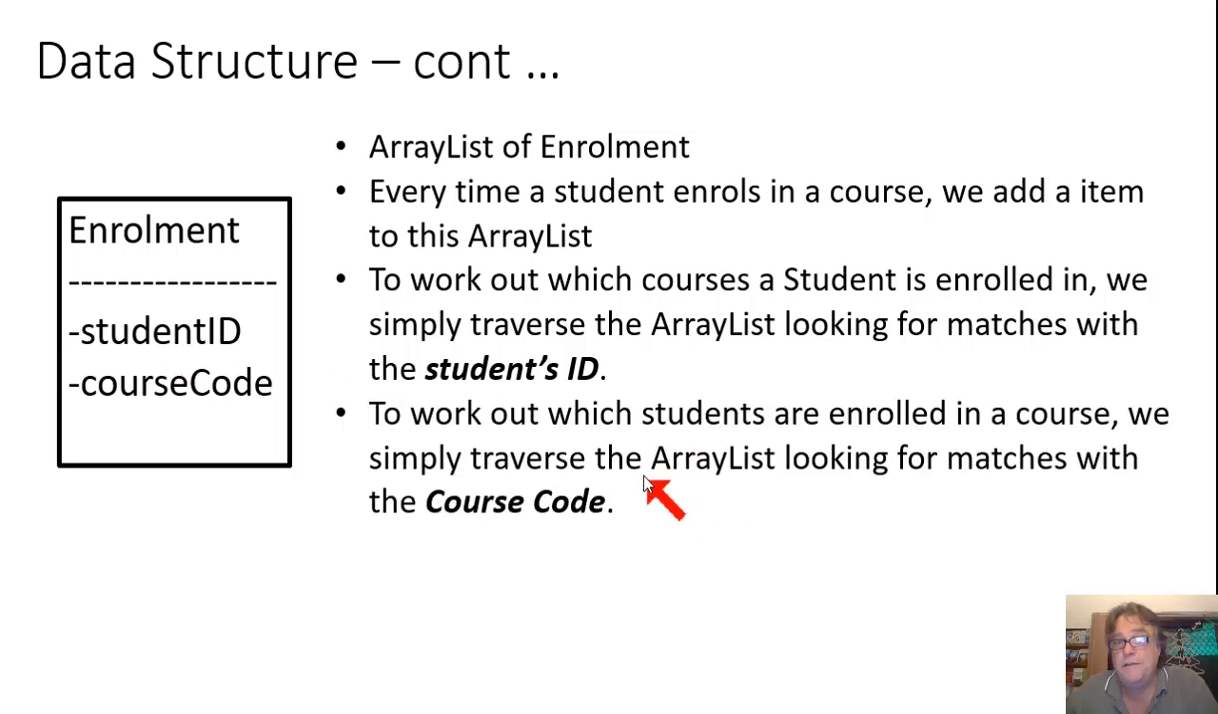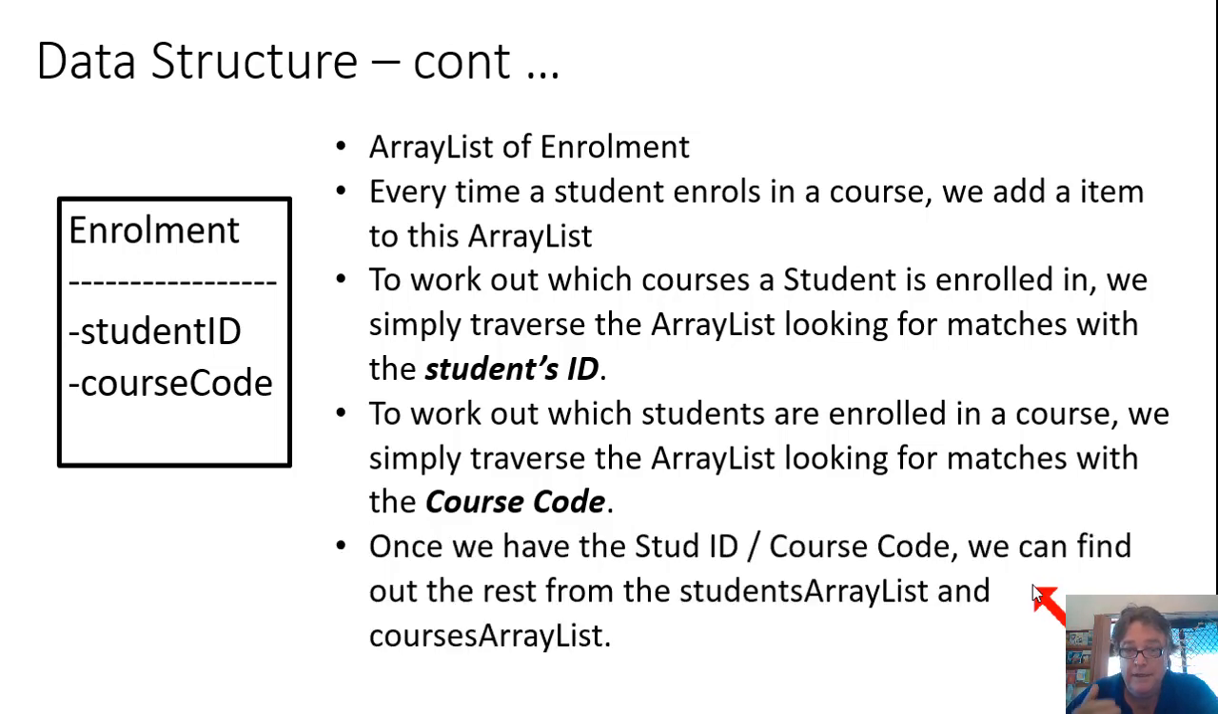Same for course code. To find out which students are enrolled in a course, we simply traverse the array list looking for matches with the course code. Now this leaves us with the problem that we've only got the codes. So if we need to look up other details about the student or the course, we need to go back to the original array lists and traverse those.